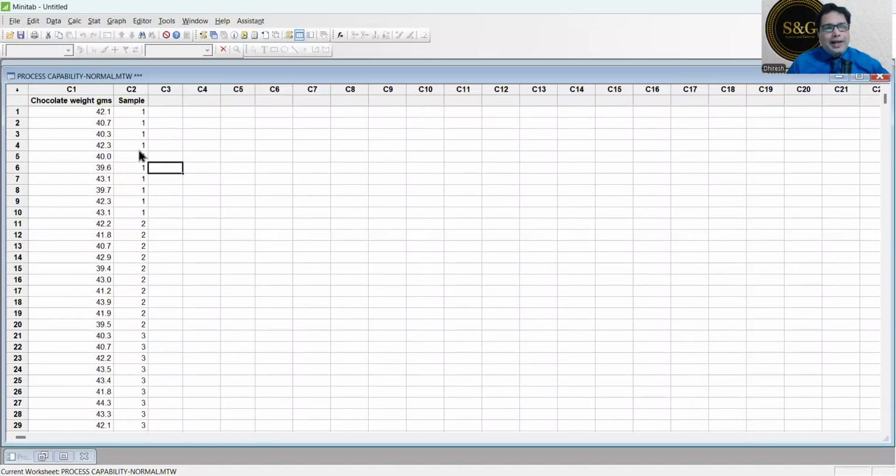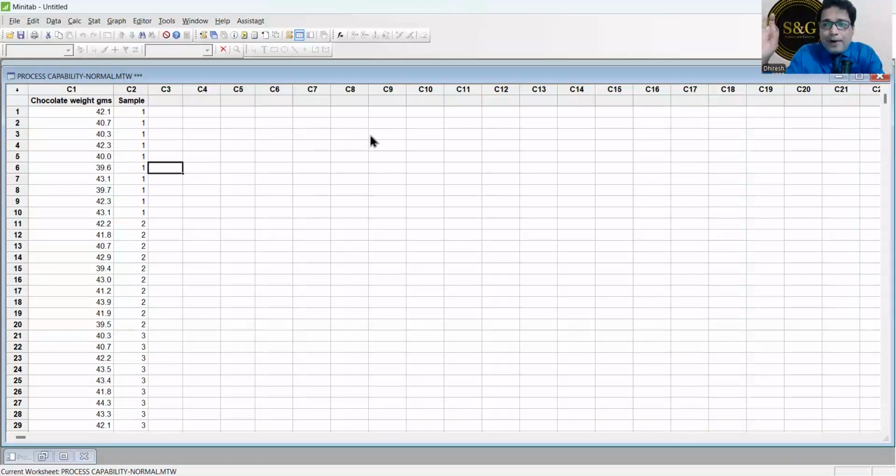So chocolate weight is not discrete data. It is continuous data. Do we measure or do we count chocolate weight? We measure. Whenever we measure the weight, it is continuous data. Understand this? And it is depicted in decimals, no? 42.1, 42.2, 42.3. When it is expressed on a continuous basis, it is continuous data.